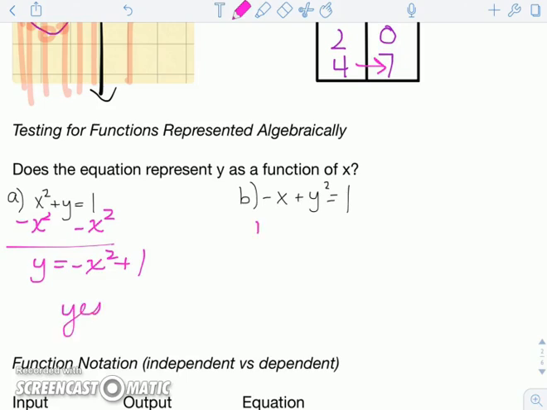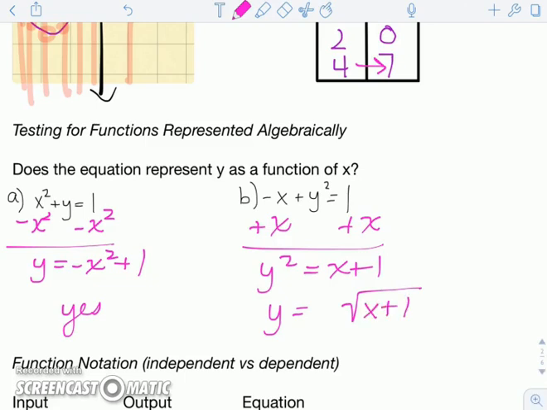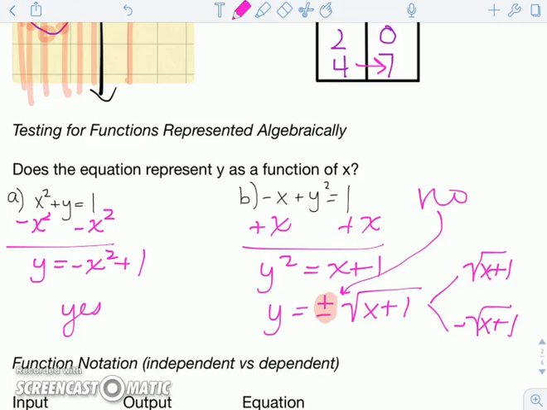For b, if I move the x to the other side, I'm looking at y squared is equal to x plus 1. In order to get y by itself, I need to take the square root. So y is equal to the square root of x plus 1, but I have to keep in mind when I take a square root like that, my answer could be the plus or minus. Because that's the case, there's no plus or minus button on your calculator. This would have to go in as two separate, the positive square root of x plus 1 and the negative square root of x plus 1. This is not a function for that reason. The plus or minus makes it not a function.